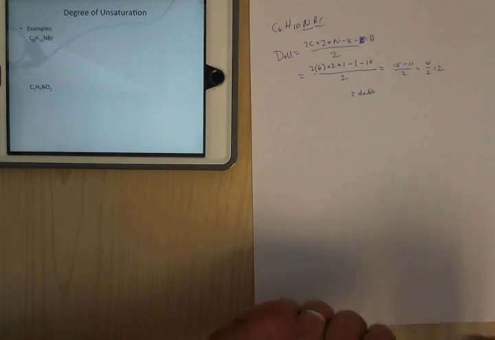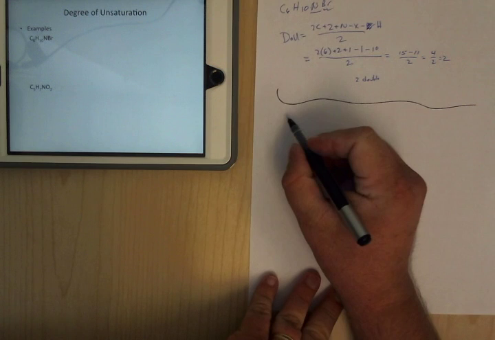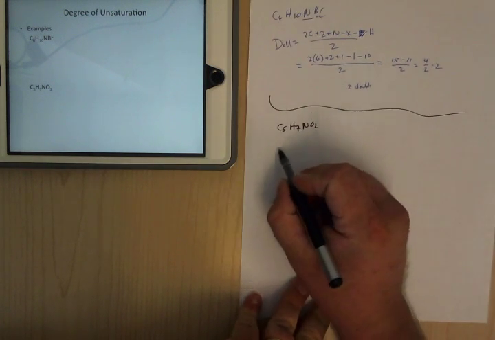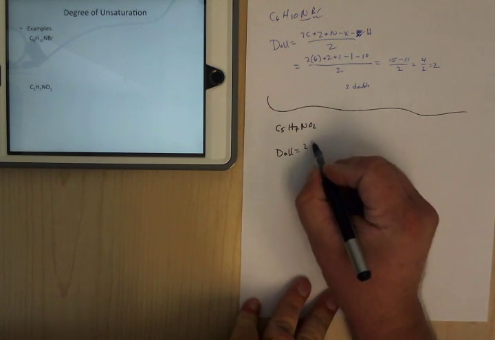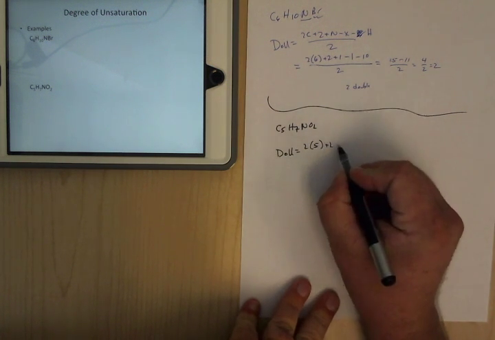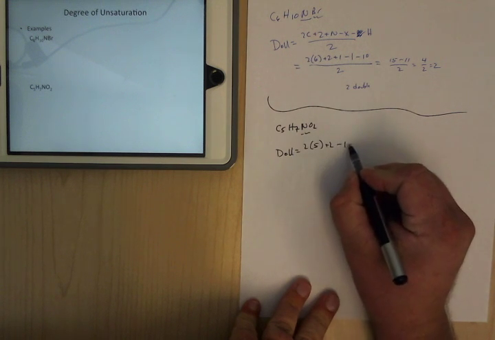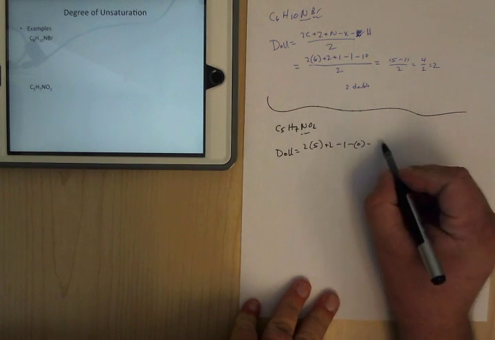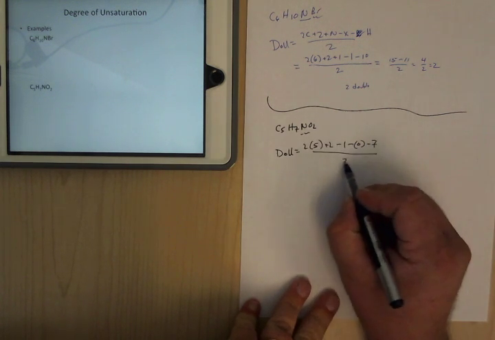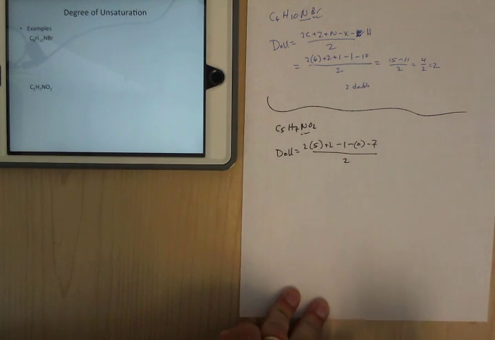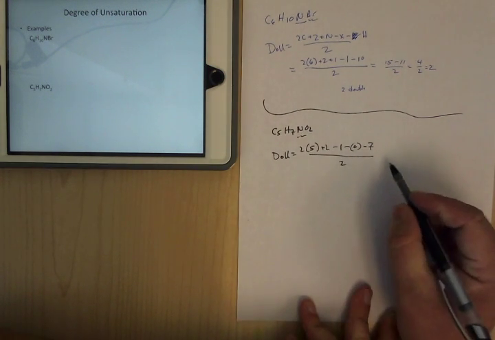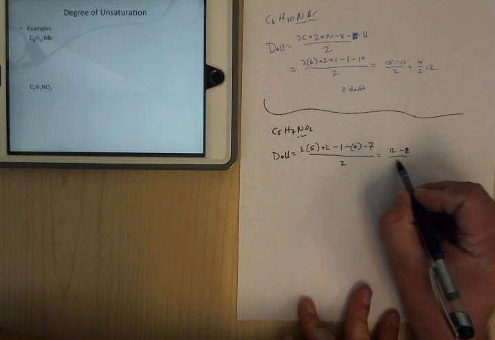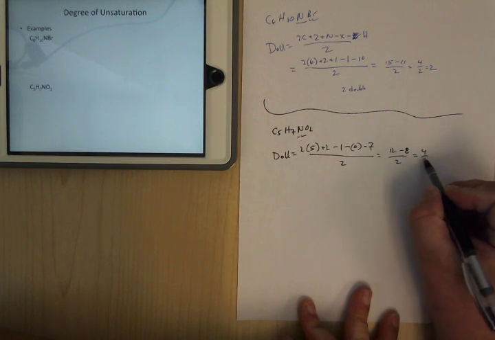Okay, and so for this one, C5H7NO2, right? So DOU, 2 times 5, plus 2, plus this nitrogen, minus, there's no halides, and then minus 7 hydrogens, all divided by 2. Notice we didn't have to worry about the oxygens. That actually doesn't come into play here. So 10, that's 12, plus 1 is 13, minus 7 is 6, divided by 2. Let me redo that. 4 divided by 2.